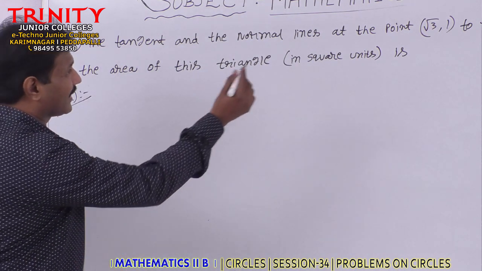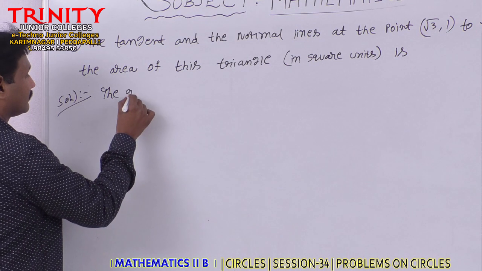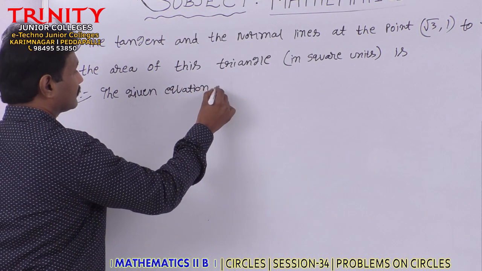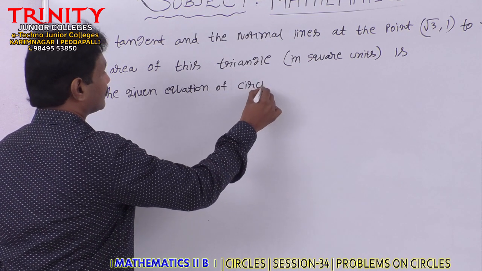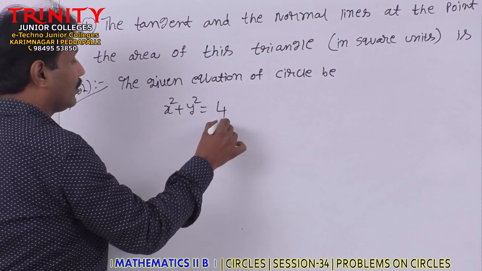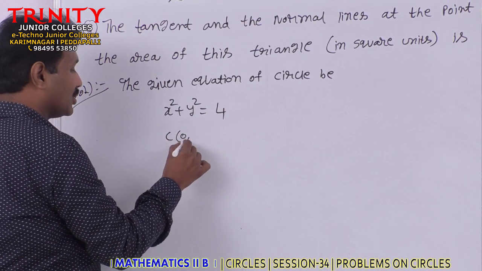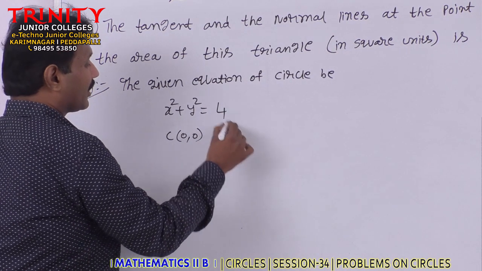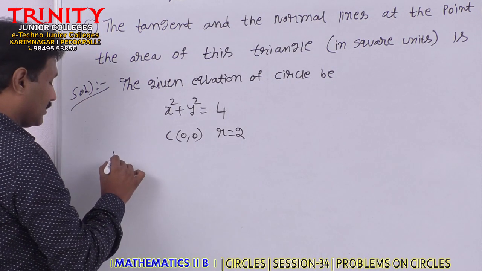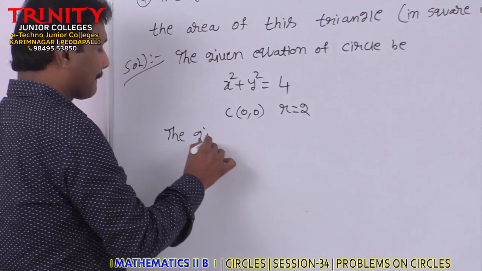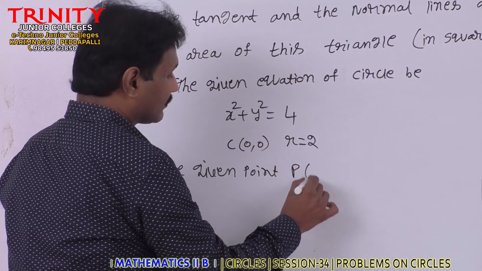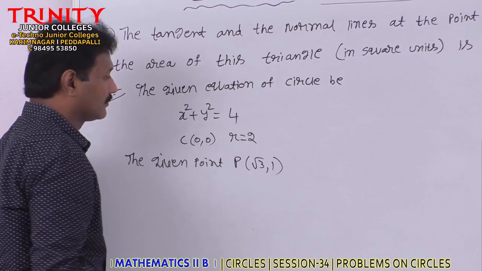The given equation of the circle is x square plus y square equals 4. Therefore, the center is C (0, 0), and radius r equals 2. The given point will be named as P, that is root 3, 1.